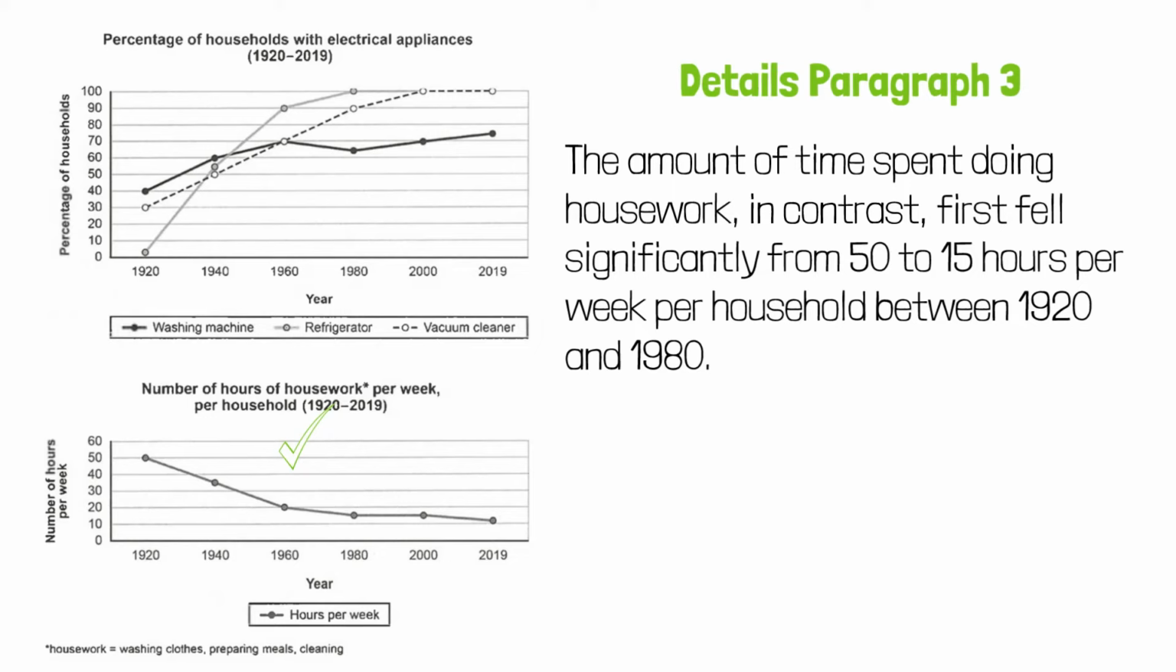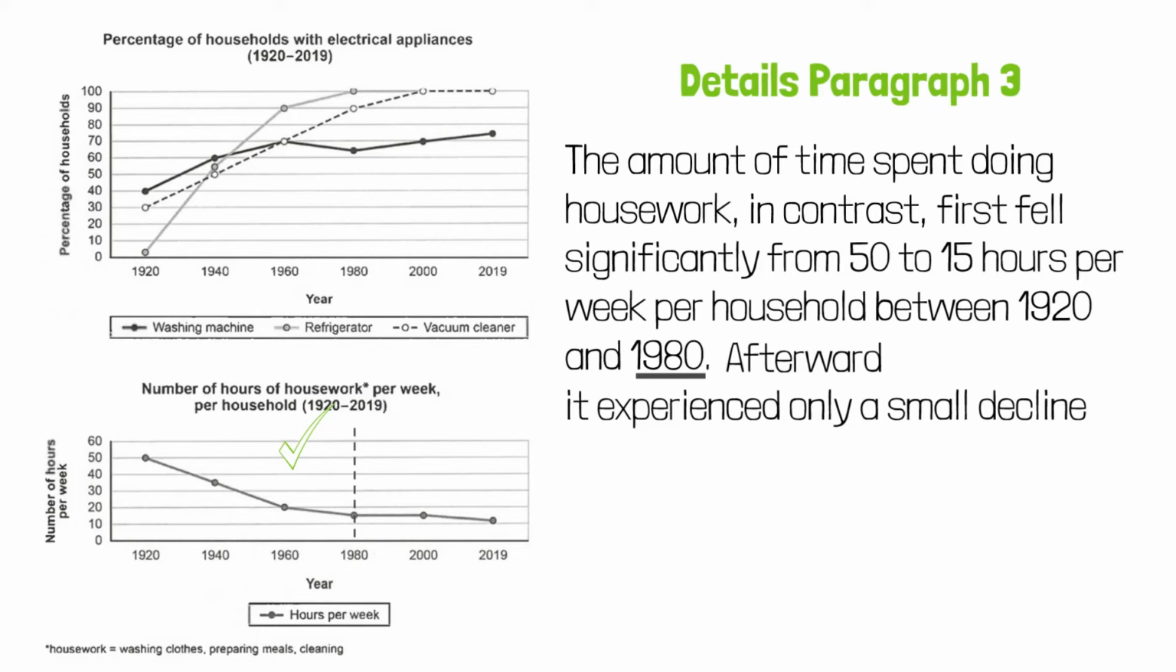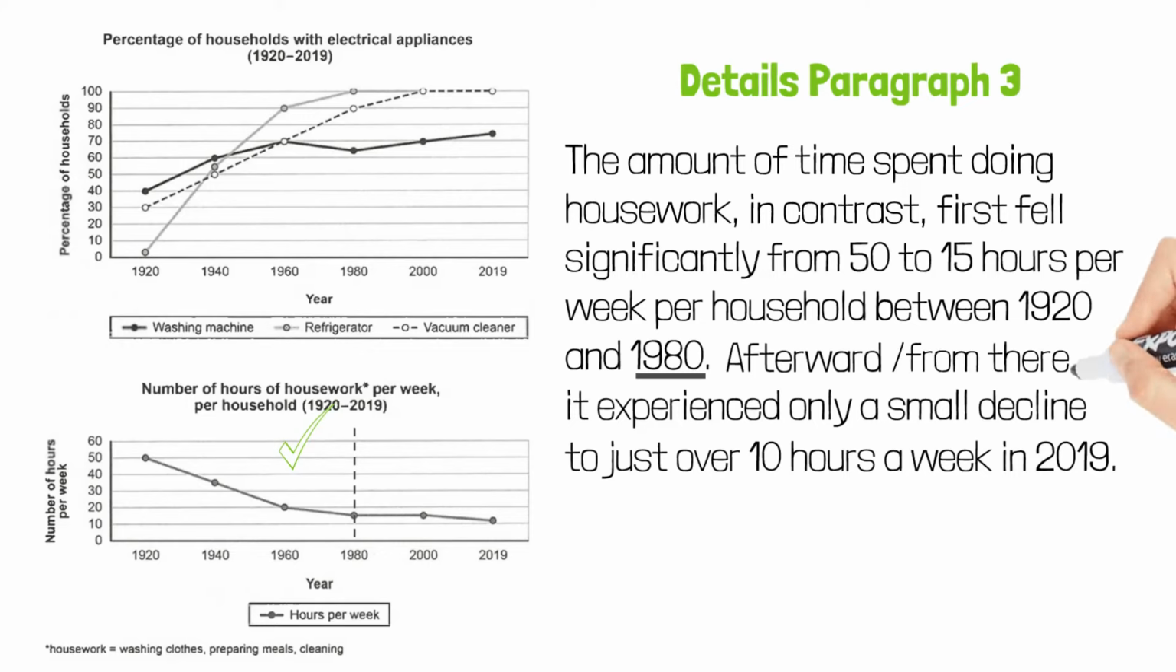Next, I want to describe the trend from 1980 onwards. What transition word can we use? You could use afterward. Afterward, it experienced only a small decline to just over 10 hours a week in 2019. Or you could use from there. From there, it experienced only a small decline. Please don't use from here. You can use here if you are pointing at the graph, pointing at the year 1980. However, there's no graph on our answer sheet. This paragraph is also done.